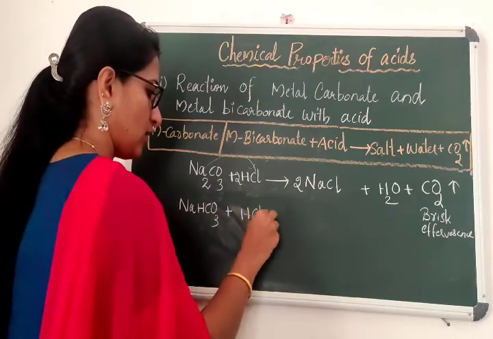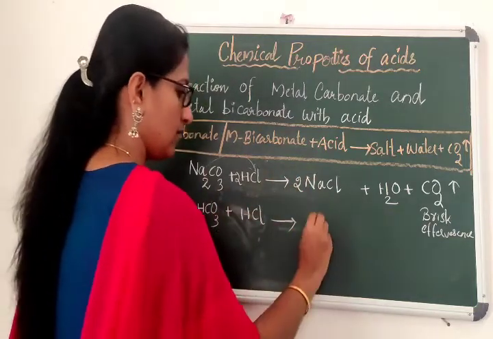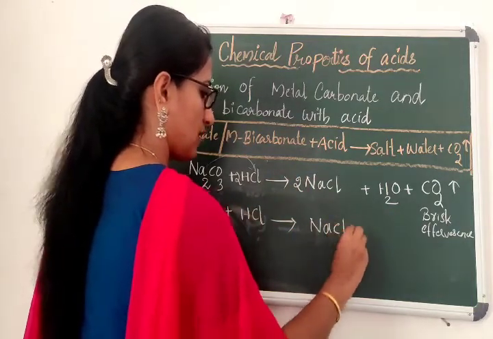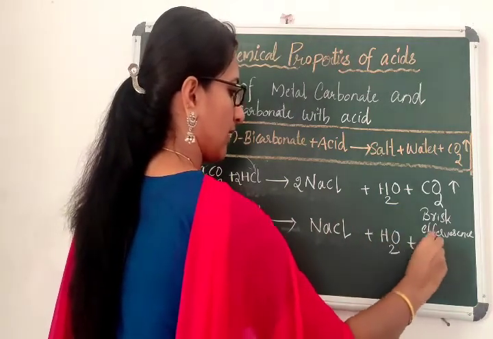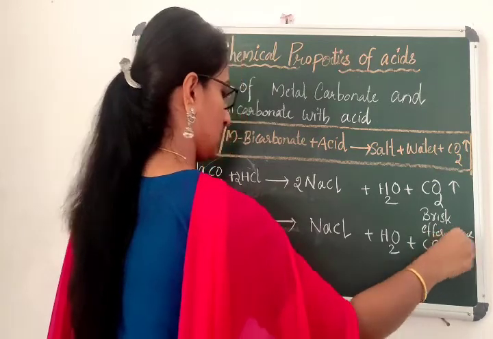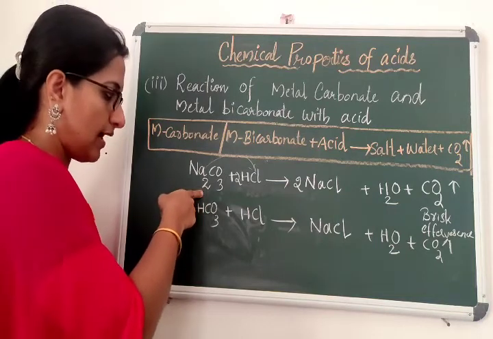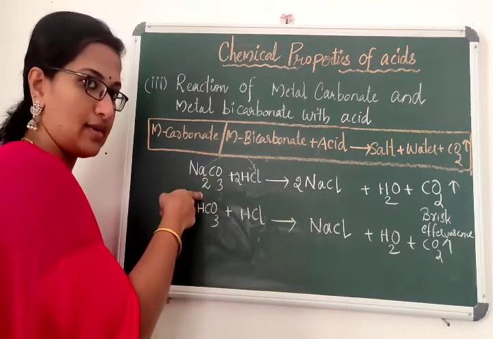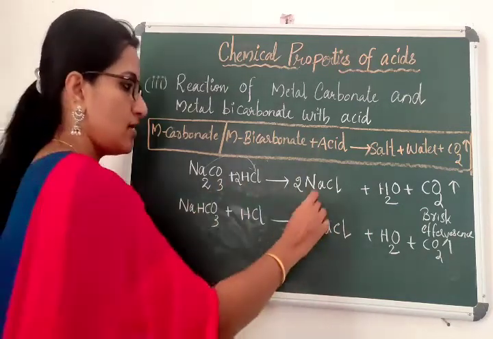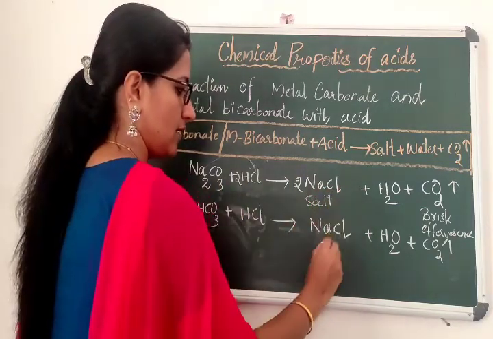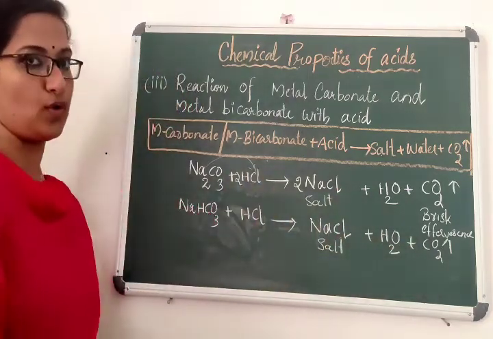Add dilute hydrochloric acid, what happens? You will get the same product. So sodium chloride, a salt, is formed first, along with water and carbon dioxide gas. Okay, I think if you add dilute acid to either metal carbonate or metal bicarbonate, the same product is formed, the same salt. Here the salt is the same, and water and carbon dioxide gas are produced.